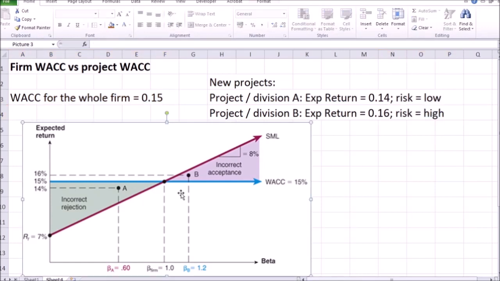Looking at the chart over here, project B is further to the right side of the chart, indicating higher associated risk, and with the expected return of around 16%, which is slightly higher than the weighted average cost of capital. If I do not adjust this weighted average cost of capital up a little bit to account for higher risk of the project, I might incorrectly go ahead with the project. I might incorrectly accept this project, basically due to underestimating its risks.